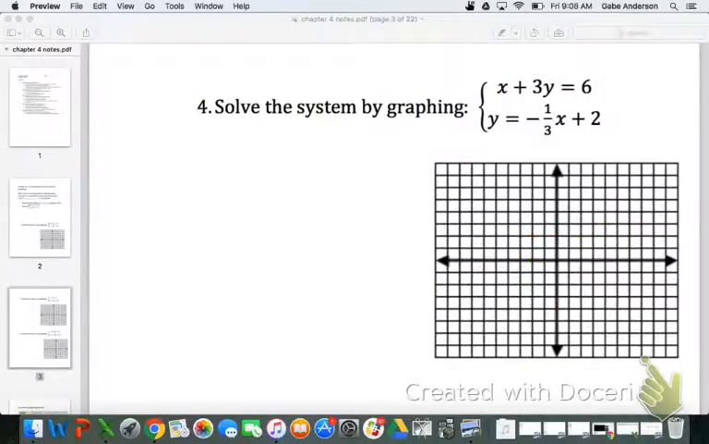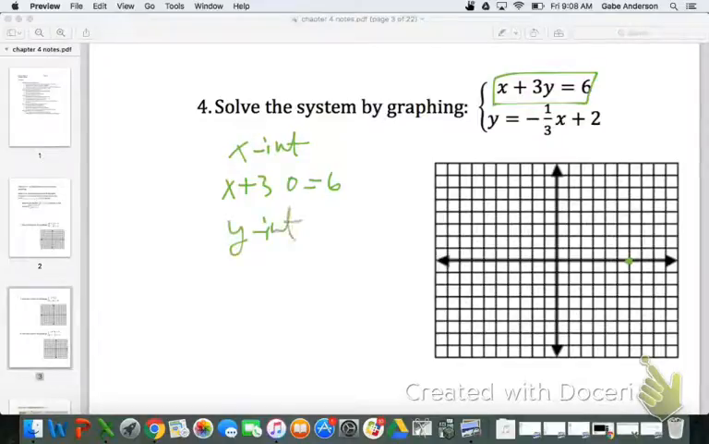With number 4, the top line probably intercepts, right? You guys are getting really fast at this, so maybe I'll show the steps. So the x-intercept, this is for the top line right here. X-intercept would be x plus 3 times 0 equals 6. So the x-intercept is 6. So 1, 2, 3, 4, 5, 6. Y-intercept, plug a 0 in for x. So 0 plus 3y equals 6. I'm getting a y-intercept of 2. Doing okay? All right, so y-intercept of 2, right about there.